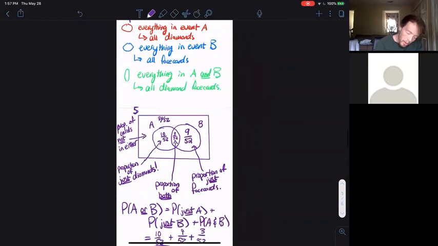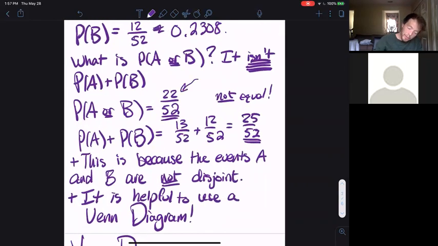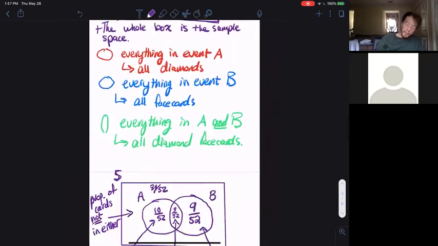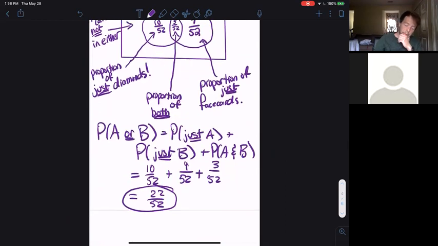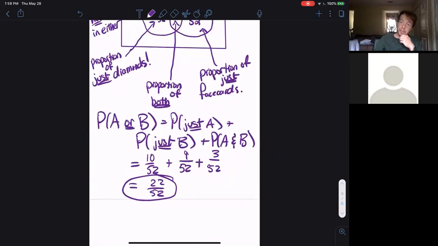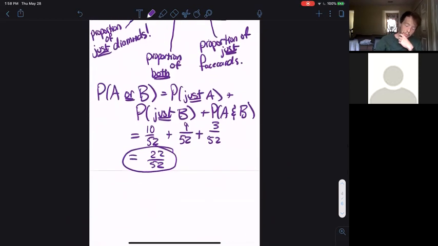If you remember way back here, we actually did this calculation ourselves. The probability was indeed 22 out of 52. So if you are presented with a place where you're not really sure if things are disjoint, draw out your Venn diagram. Do it completely. And then once you've done so, thinking about probability calculations, it's just a matter of reading things off from the table.